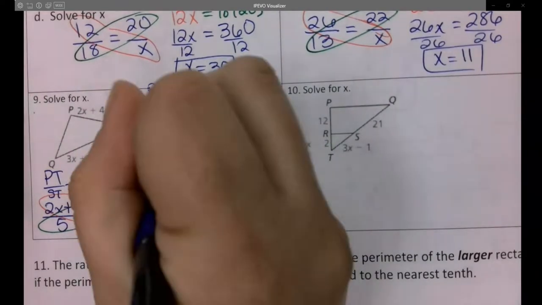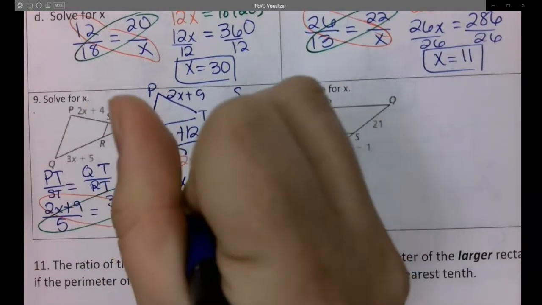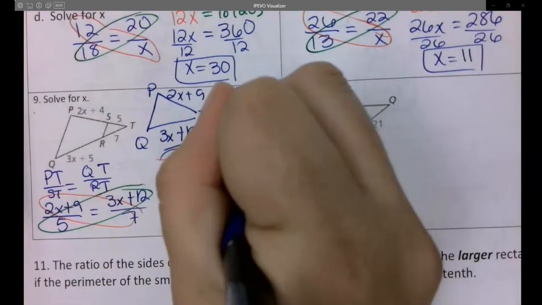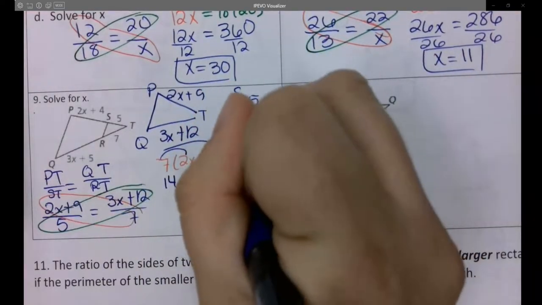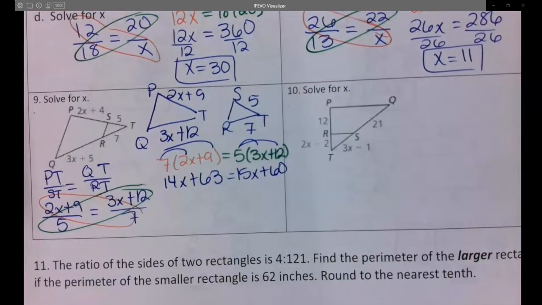Then I want to go ahead and distribute. 7 times 2 gives me 14x. 7 times 9 gives me 63. Then on the right side I have 5 times 3, which gives me 15x. 5 times 12 gives me 60.